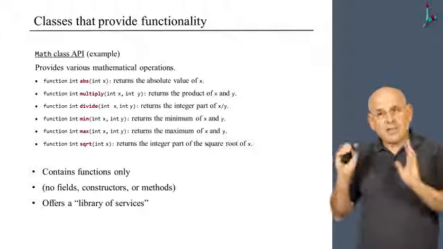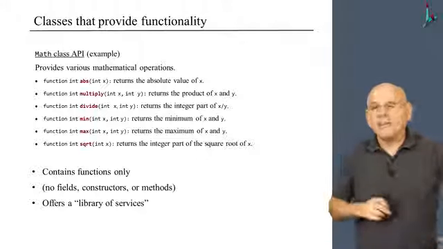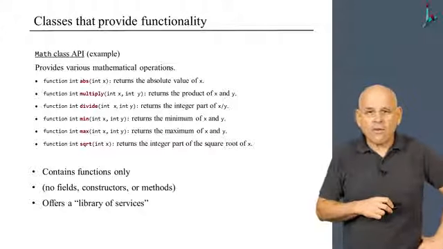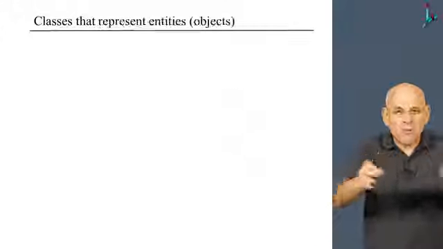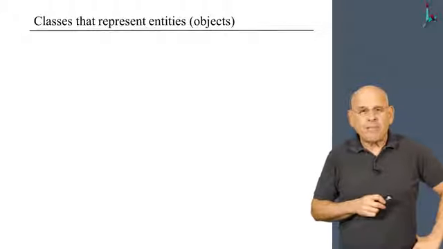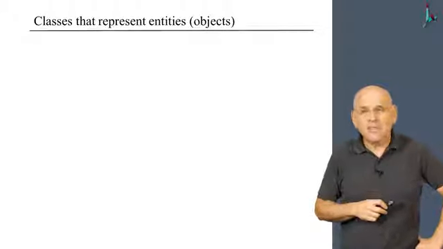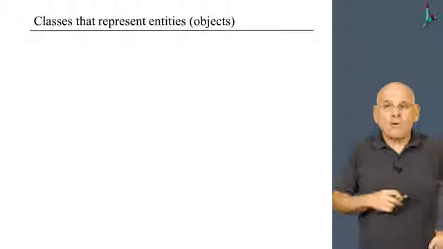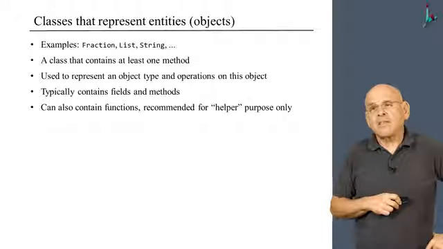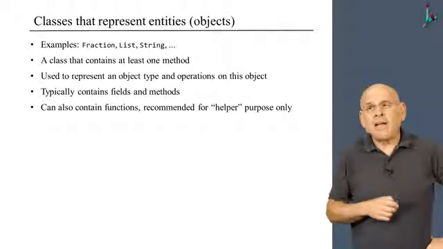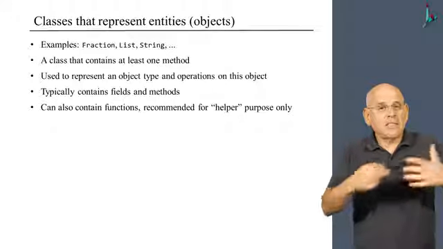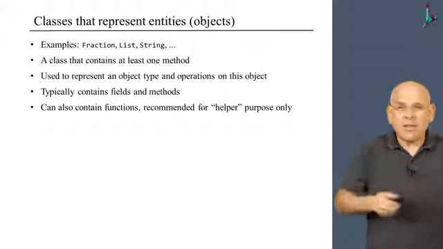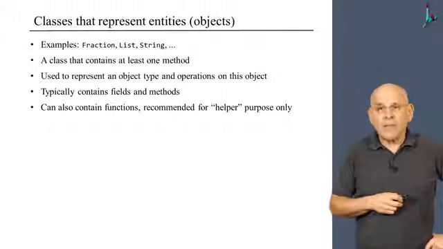And therefore, this class and similar classes are essentially libraries or modules containing functions. So that's one mega category of classes, and then the other mega category, within which there are many more subcategories, are classes that represent what we sometimes call entities or objects. And examples of these classes that we saw already are Fraction, List, String. Every one of these classes is designed to represent instances of the class, right? Objects that are created and manipulated according to the class capabilities.